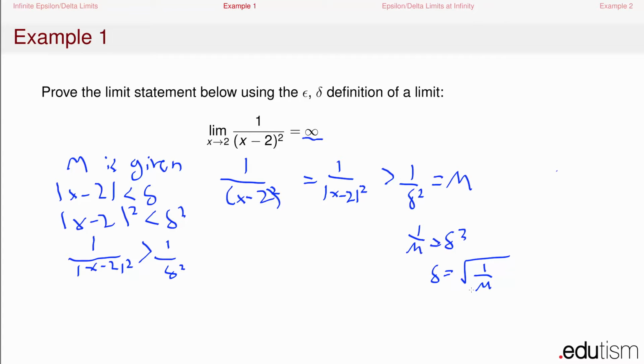And if we pick our delta this way, to be the square root of 1 over m, then in fact, our f of x is going to be bigger than 1 over delta squared, which is going to be equal to m. So our f of x is going to be bigger than m, as long as the distance between x and 2 is smaller than delta. So we found a delta for the given m, and proven that this limit does in fact go to positive infinity.